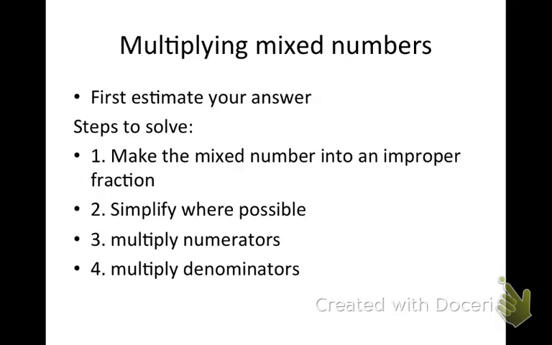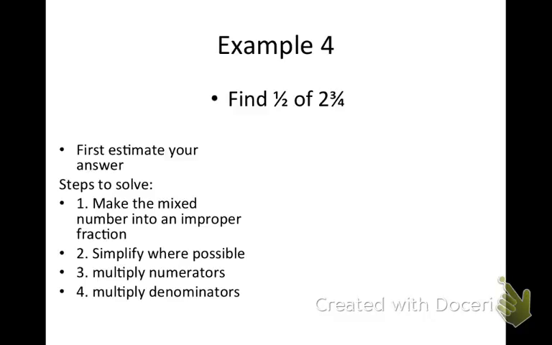Okay, so now we're going to look at multiplying mixed numbers. First we're going to estimate our answers. I'll show you how to do that. You're going to make your mixed number into an improper fraction. We'll talk about those terms in a second. Simplify where possible, just like we have been. The last 3 steps are what we've done before. Multiply your numerators and multiply your denominators. Write that down. So here's my example.